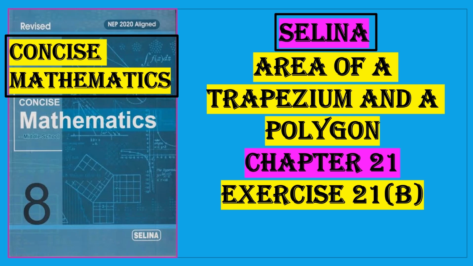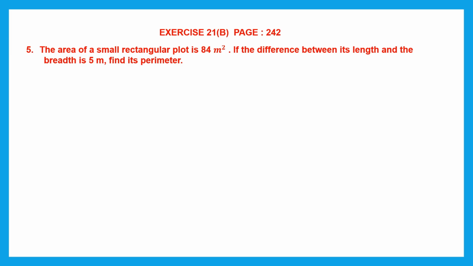Let's do area of trapezium and polygon, chapter 21, exercise 21B, page number 242, and we are with question 5. The area of a small rectangular plot is 84 meters square. If the difference between its length and the breadth is 5 meters, find its perimeter.